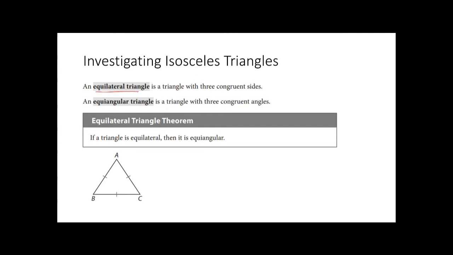Investigating equilateral triangles. An equilateral triangle is a triangle with three congruent sides. So we have AB congruent to AC, and AC congruent to BC, and basically all three sides are going to be congruent for sure.